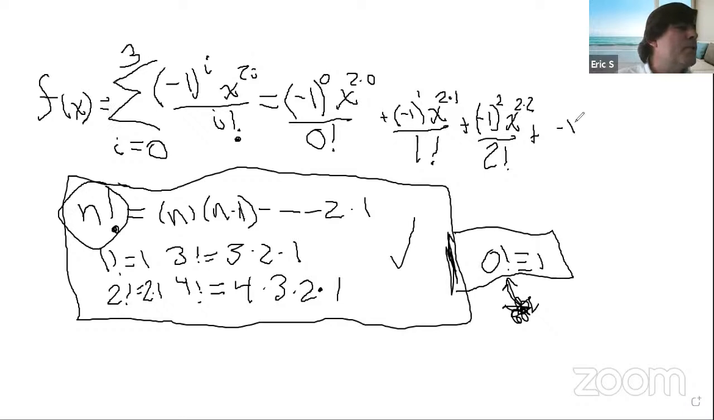It's going to be -1. Wherever you see an i now, for this term, you put a 3. And then it's going to be 2 times i, which is 3, and it's going to be over i factorial, which is 3 factorial.